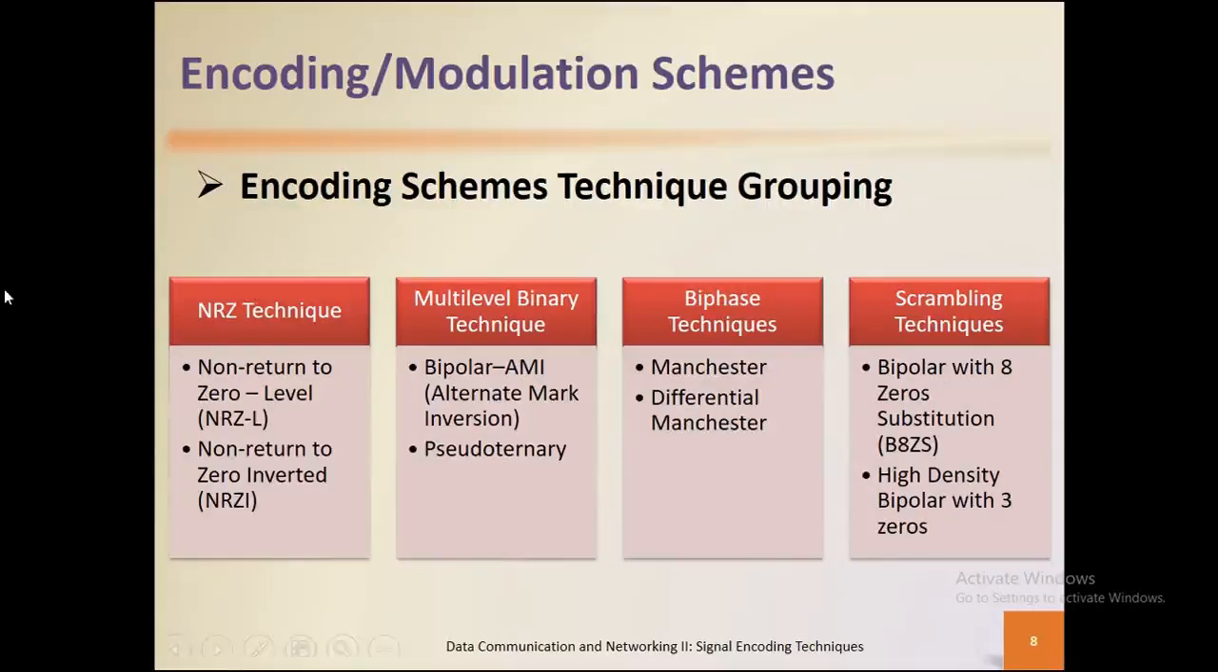When it comes to non-return to zero, we do have the non-return to zero level, and then the non-return to zero inverted. And then when it comes to the multi-level binary techniques, we have bipolar AMIs, or the bipolar alternate mark inversions, and the pseudoternaries. For the biphase technique, we do have Manchester and differential Manchester, very popular for data transmission.